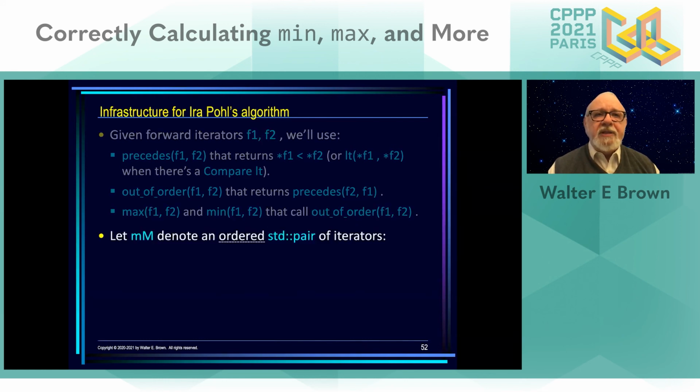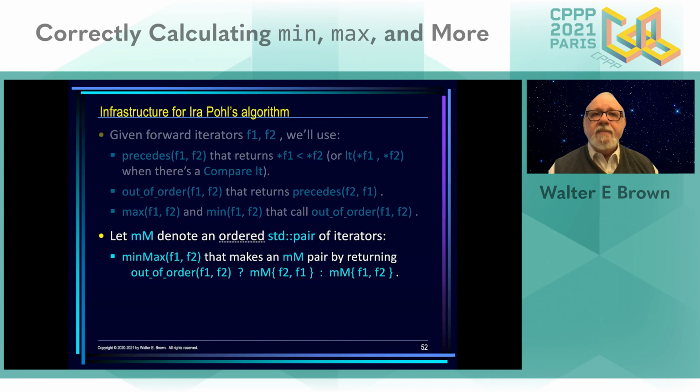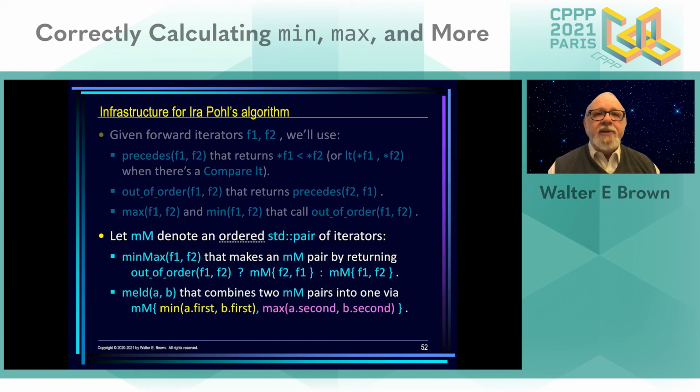And now let me invent some notation, mm, to denote an ordered pair of iterators. And I'll invent a function min-max that makes such a pair as described in the code below. If they're out of order, then F2 comma F1, otherwise F1 comma F2, pretty straightforward. And a function meld that takes two of these mm pairs and produces one by invoking these itermin and itermax on the respective values.